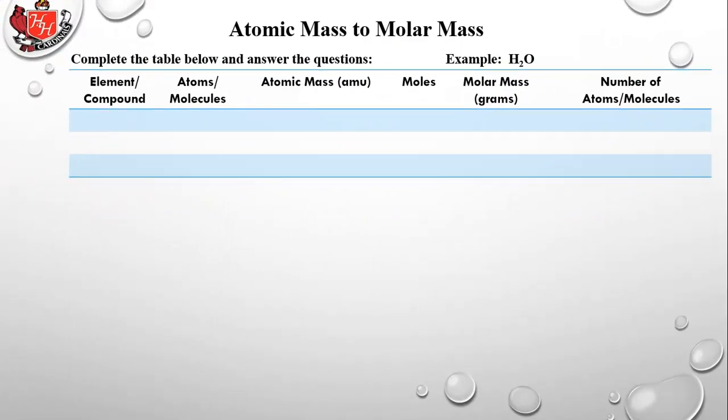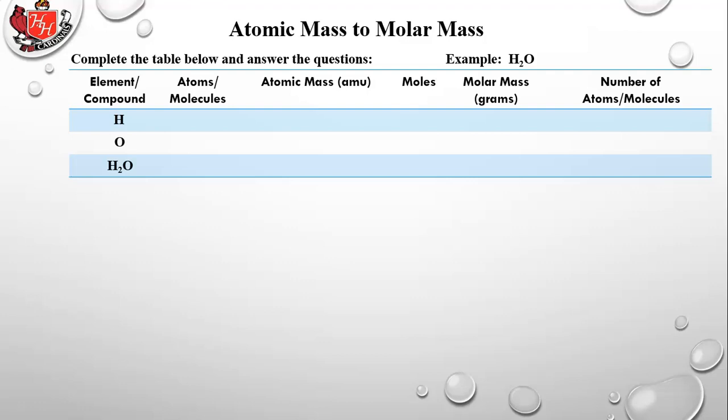All right, now we're going to work some problems where we can play around with these numbers and see how many grams, how many moles, whatever it is we're trying to figure out. So I'm going to have you fill out some of these tables. Here's a table for water, H2O. Over on the left column, we're going to fill in the element. Water has hydrogen, it has oxygen, and when you put those together, you get H2O. That's the compound, that's the molecule.